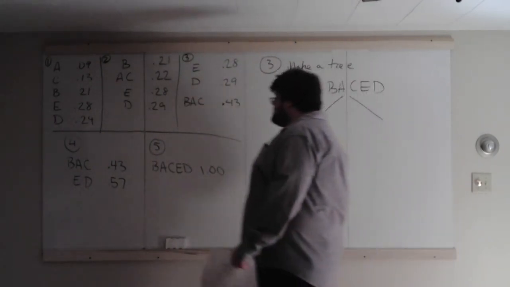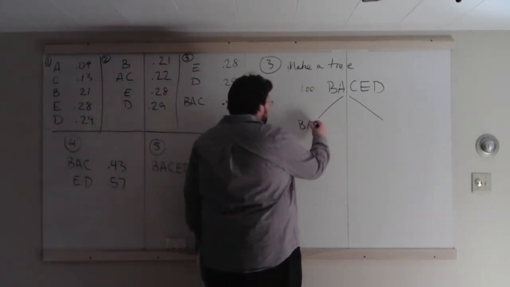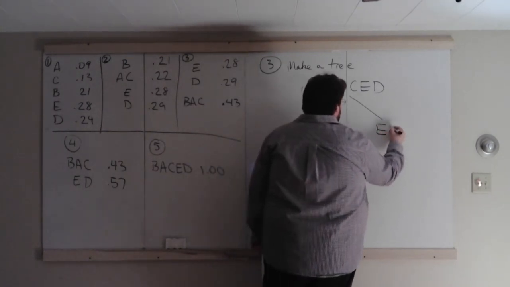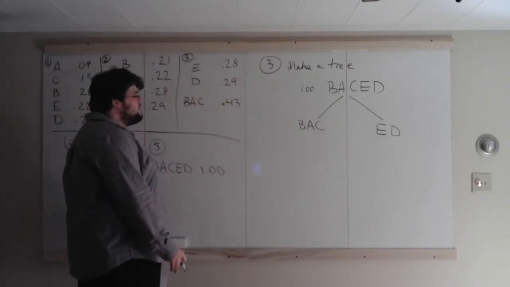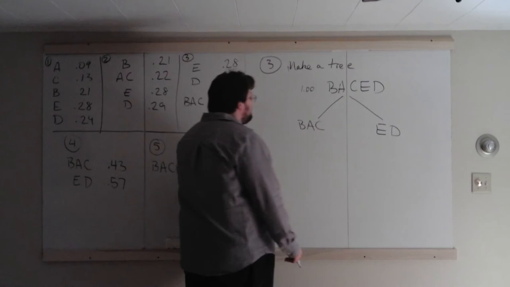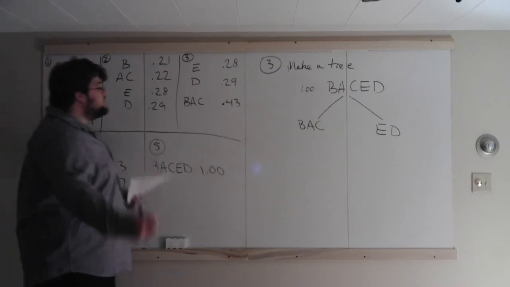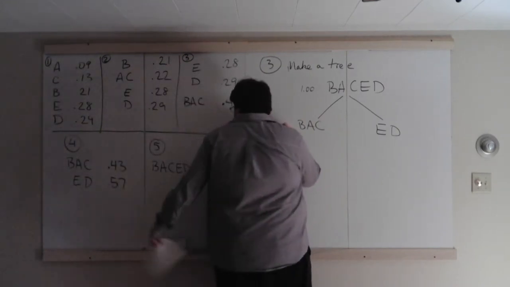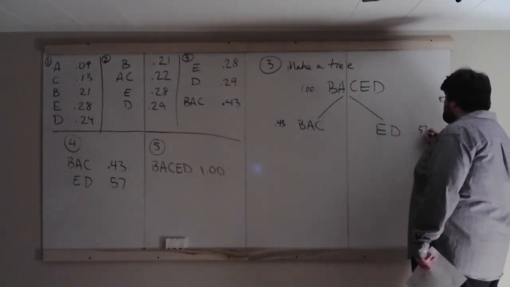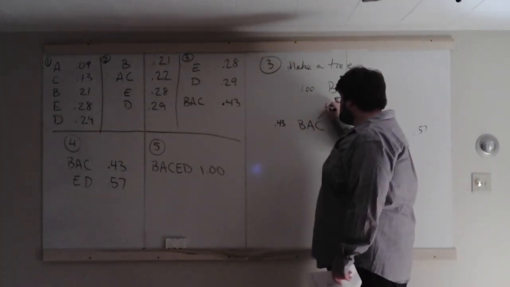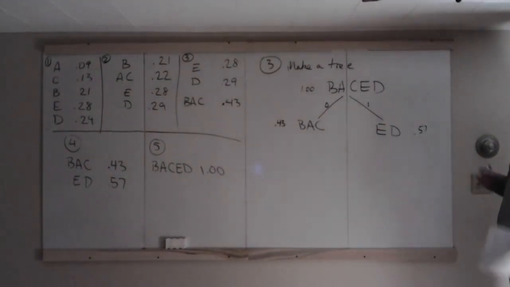BACED, the step before, we had BAC and ED. So we're going to write it like this. BAC and ED. And our goal is going to be to get all the way down so that they're just single letters. Now, just doing this isn't really going to help us create an encoding method. And we've put these in increasing order to help us in the following step. Right here, B or A or C occurs 43% of the time. E or D occurs 57% of the time. The lower one, we're going to put a 0 on that line. The larger one, we're going to put a 1 on that line. And we're going to keep doing this.